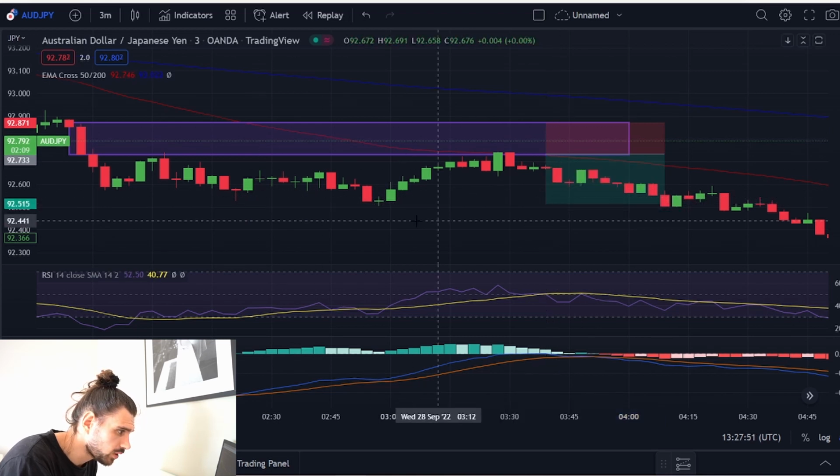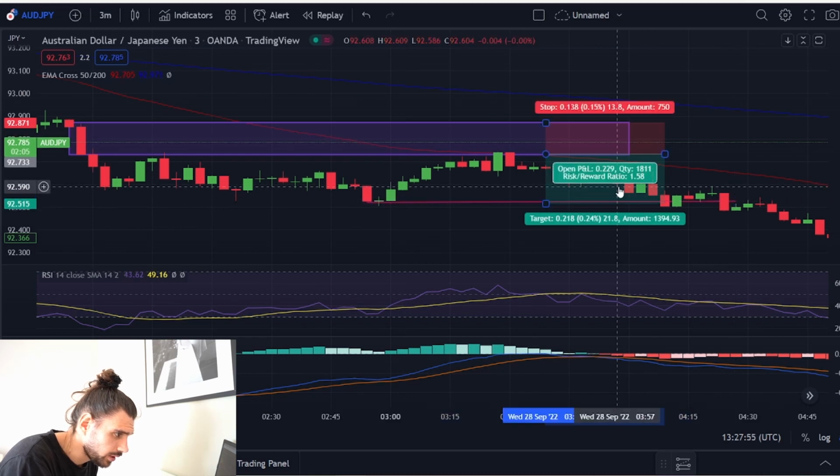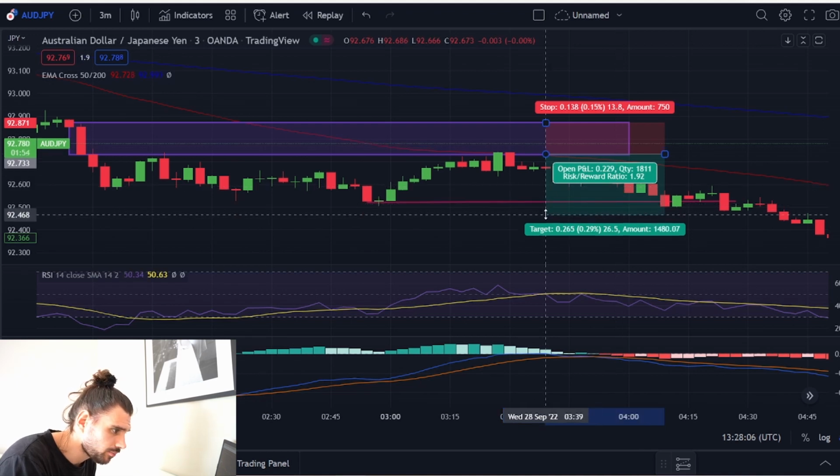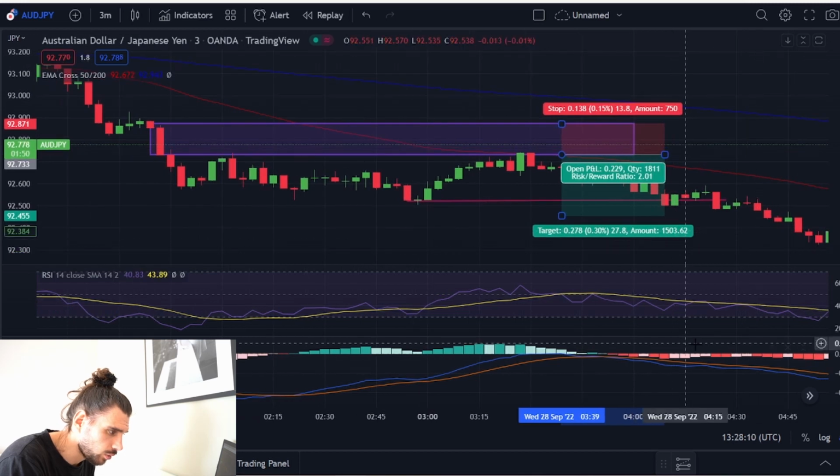In this case it would have been a 1 to 1.5 risk reward, not too bad. But again, if this happens, you can exit here, but you could also go for a 1 to 2 at least. So this would be right around here, and we see the market goes lower.